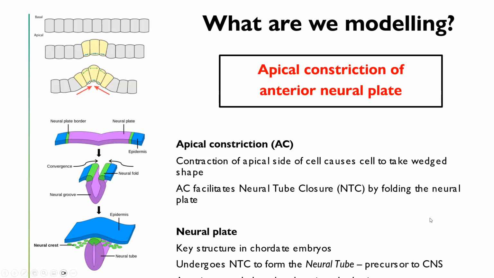So the neural plate is a key structure in chordate embryos. And this goes on to form the central nervous system. So the brain and the spinal cord, the neural tube goes on to form those. The anterior plate that we are looking at goes on to form the brain, and the posterior neural plate goes on to form the spinal column. So the problem I'm looking at, as I mentioned before, if the calcium signaling is disrupted for the anterior neural plate, you get cases like anencephaly.